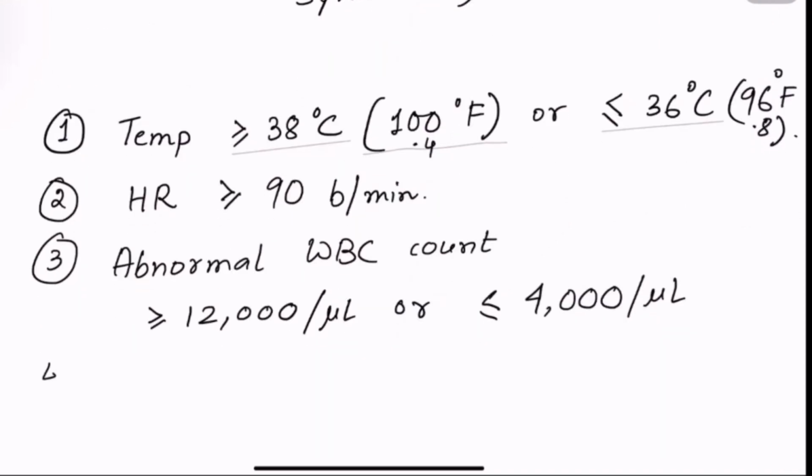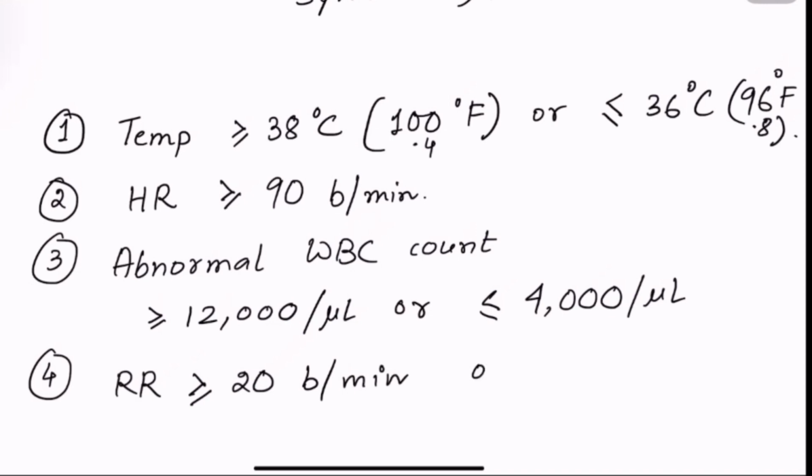blood. And the 4th criteria is the respiratory rate. If the respiratory rate becomes more than or equal to 20 times per minute, or if the PaCO2 is less than or equal to 32 mm of Hg.